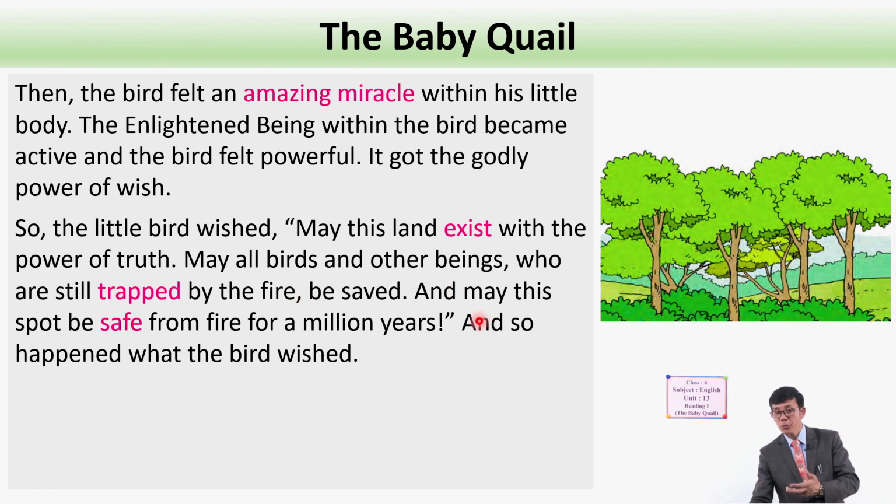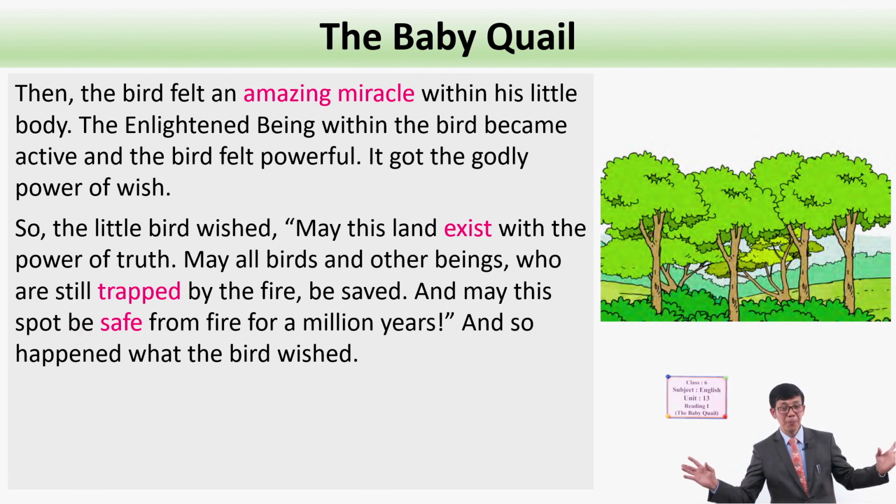And another wish he made: may this spot be safe from fire for 1,000,000 years. My dear students, the little quail also wished, may this spot, that place, be safe from fire for 1,000,000 years. Years and years. May this place, this jungle, always be safe. This was his wish for all the birds, all the creatures in the jungle, and even that place.